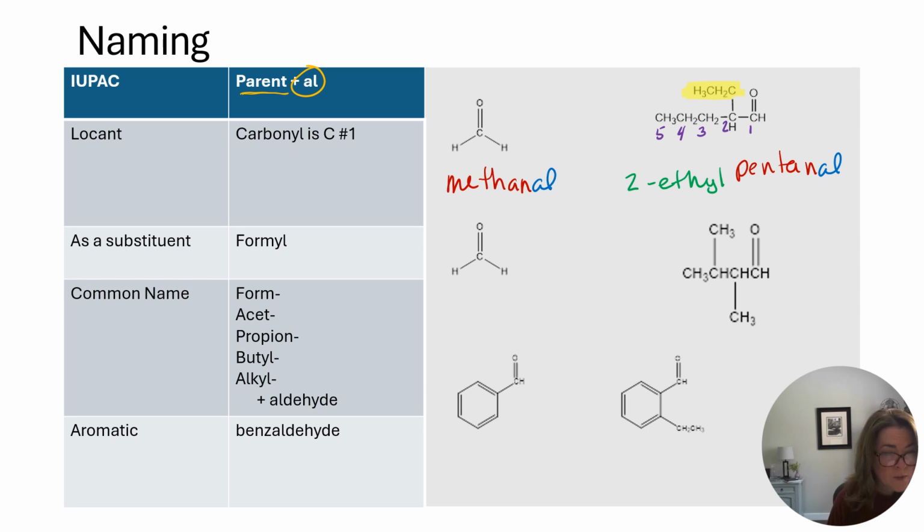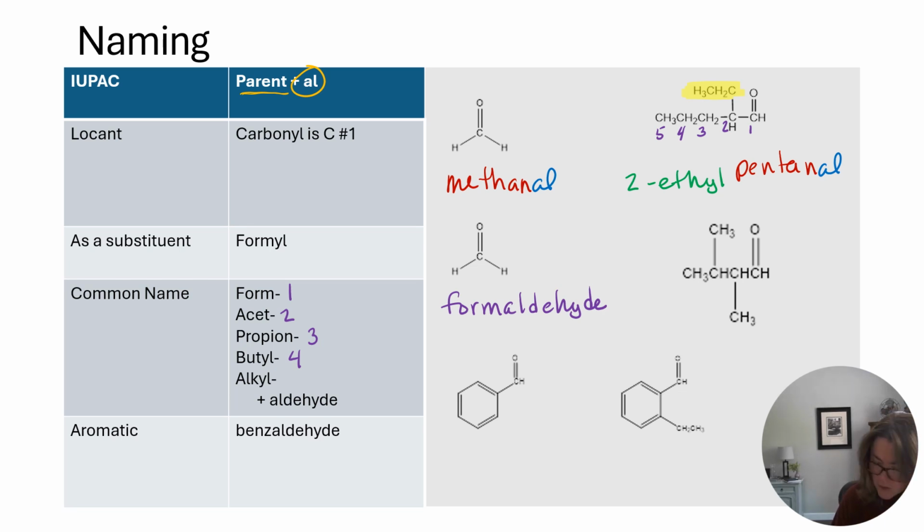If it's a substituent, we would use the term formyl. If we are looking at the common names for these, we are going to use form- for 1 carbon, acet- for 2, propion- for 3, butyr- for 4, and that will be followed by the word aldehyde. So if I look at methanal, methanal has 1 carbon, and so the common name for this would be formaldehyde. All right.